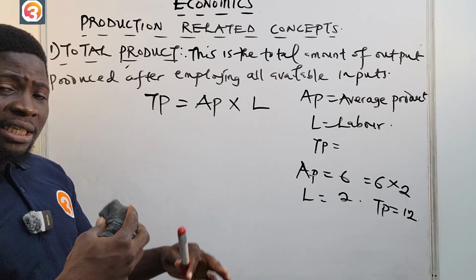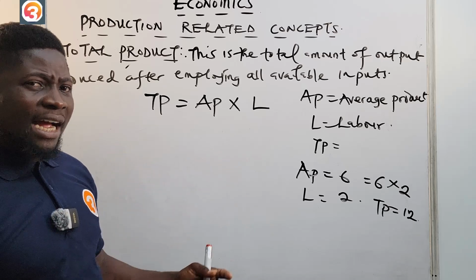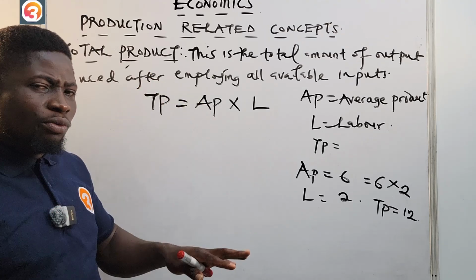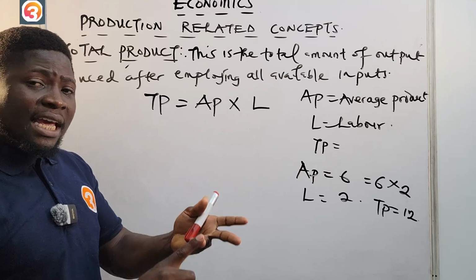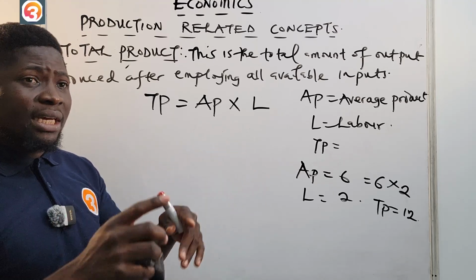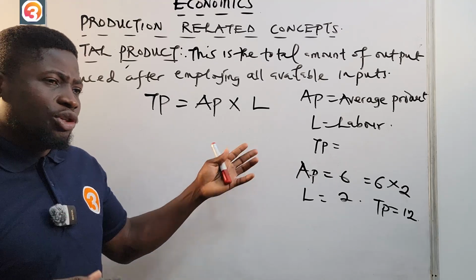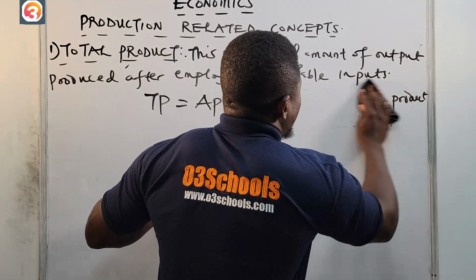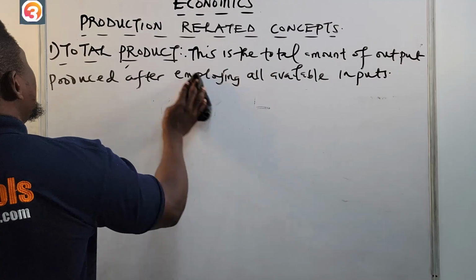So we will see. I'll give you a hypothetical example, and we'll fill the table with TP, AP, and MP, all together. That will make us fully understand how to use this formula. So let us not waste much time. Let us go to the next one, which is the average product.